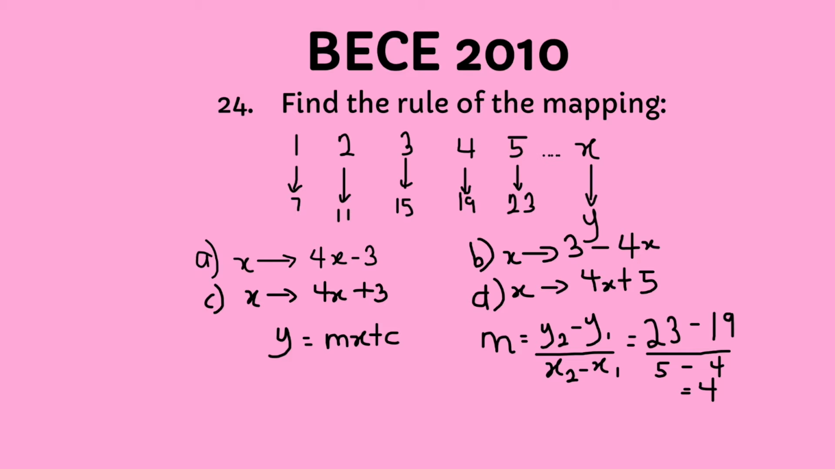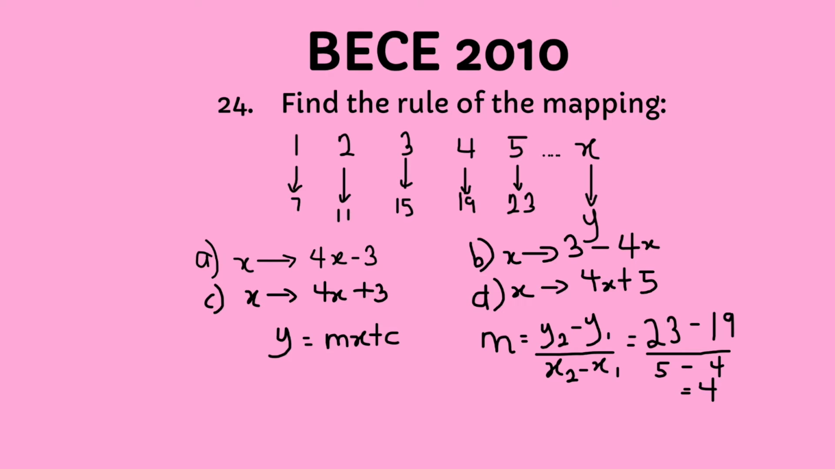In this example, we're going to pick the mapping 4 is to 19 and 5 is to 23 to find our answer. We would have 23 minus 19, 23 being our y2 and 19 being our y1. And obviously, if 23 is y2, x2 will correspond to y2. So our x2 will be 5 and our x1 will be 4, giving us 23 minus 19 divided by 5 minus 4. Our m is equal to 4.